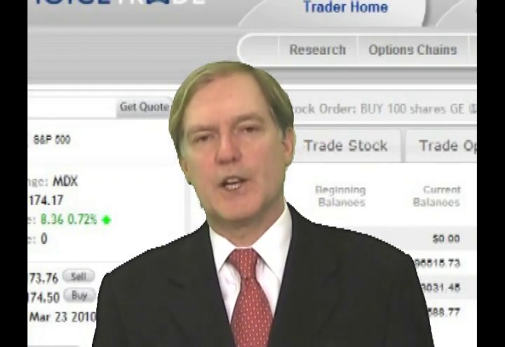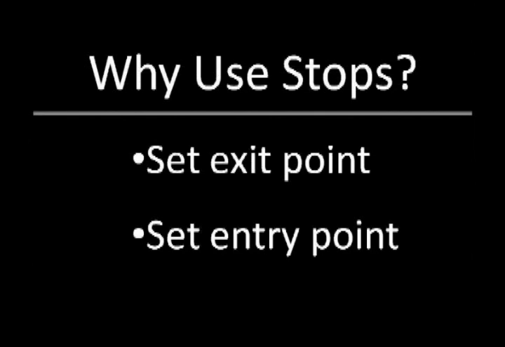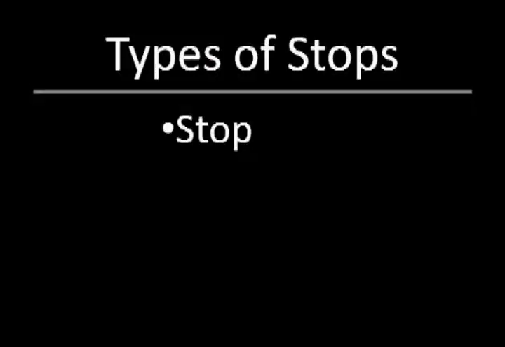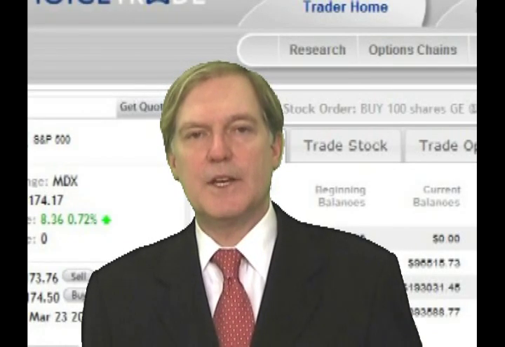There are a number of reasons someone would want to use a stop order, including setting an exit point for a position already held, or setting an entry point for a position desired. There are, in fact, three categories of stop orders: regular stops, stop limits, and trailing stops. In the next couple of minutes, we will show you the differences between each one of these stop order types.